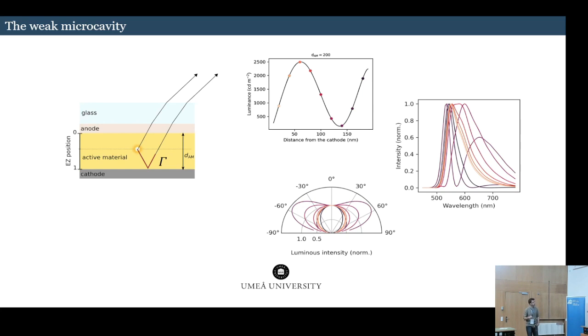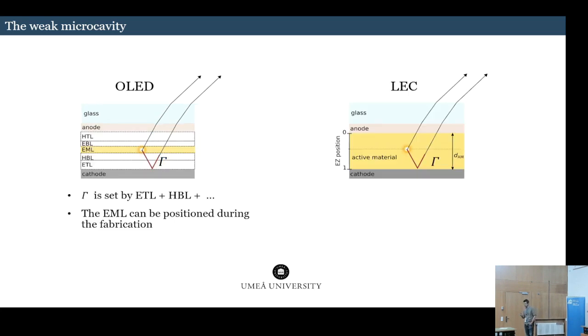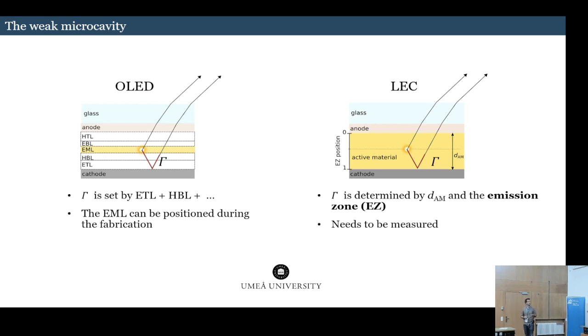And here I'm going to make a note on why this is important in LECs and maybe not that relevant in OLEDs, which it is, by the way. But in an OLED, you basically can set this optical path difference, or the emission zone, in a position of optically constructive interference by fabrication. You basically make the electron transport layer, or whatever layer between the emission layer and the reflective cathode, by fabrication. But in an LEC, this distance is basically set by the thickness of the layer and where the emission zone forms. And a priori, we don't know where this emission zone forms, and it needs to be measured. And here is where this cavity kicks in.